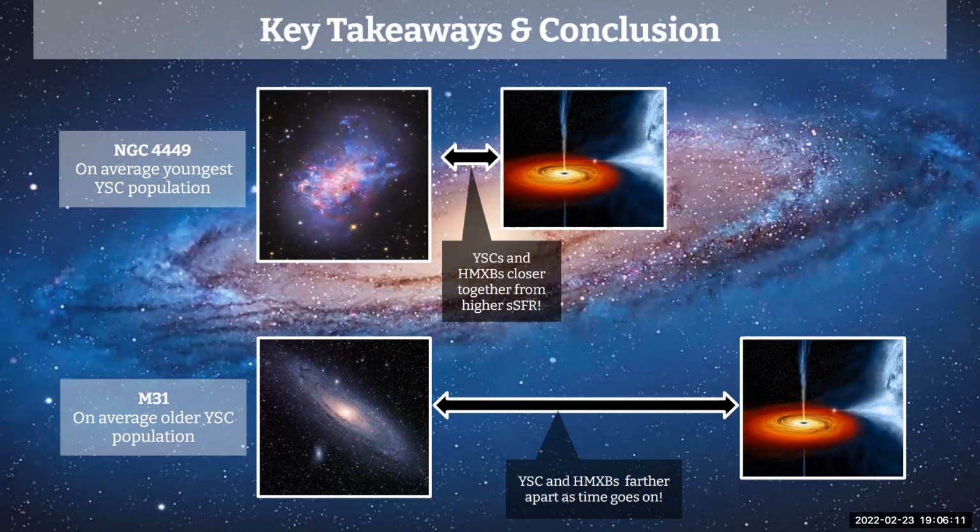NGC 4449 has a high star formation rate and specific star formation rate because it is much smaller and younger than the other galaxies. Because NGC 4449 is younger, the average age of stellar objects will likely be younger, as opposed to older stellar objects in the mature M31 galaxy.